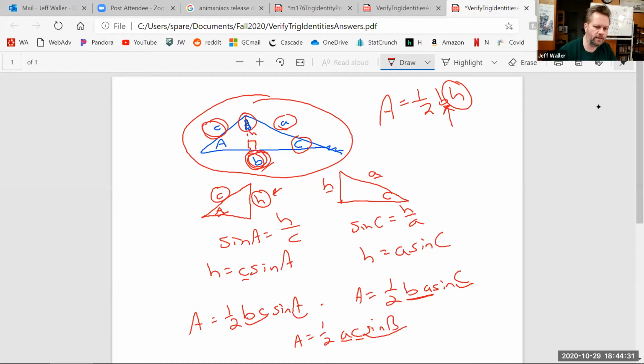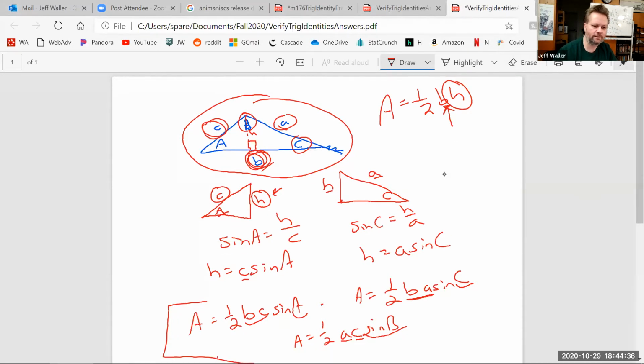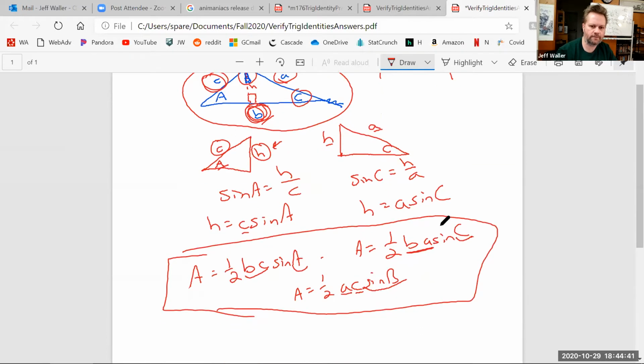And from this, we will determine the law of sines next time. But I wanted to get this out here because it's important on its own, but it's also where the law of sines comes from. Coolness. All right, that's enough.